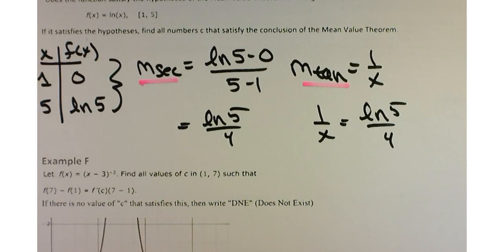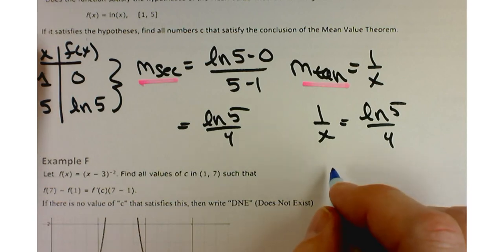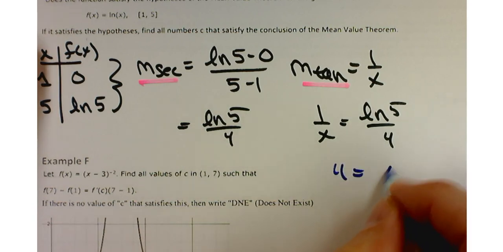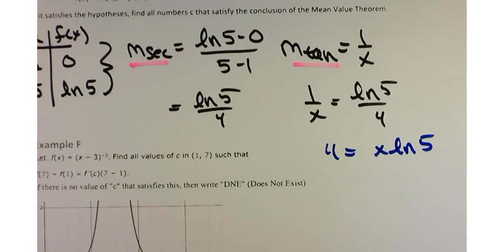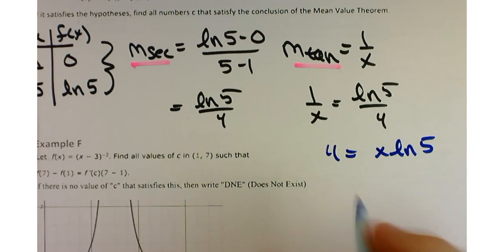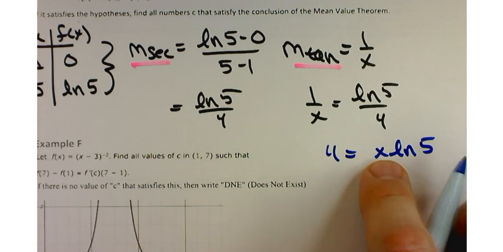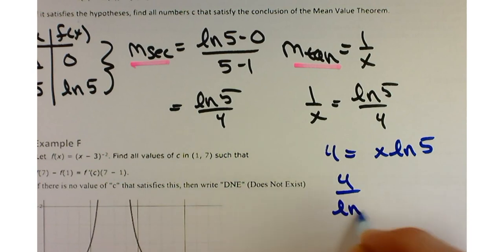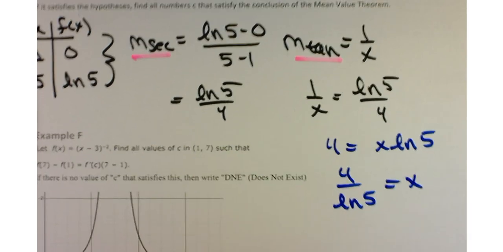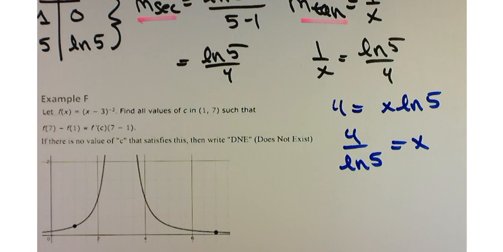This is another proportion. So we can cross multiply. I get 4 equals x ln of 5. Amber, we're almost done here. What do I need to do to solve for x? Divide by ln 5. Yeah. This is just a number times x, so I'll divide both sides. 4 over ln of 5 equals x. Sweet. That's the point that satisfies the mean value theorem here.